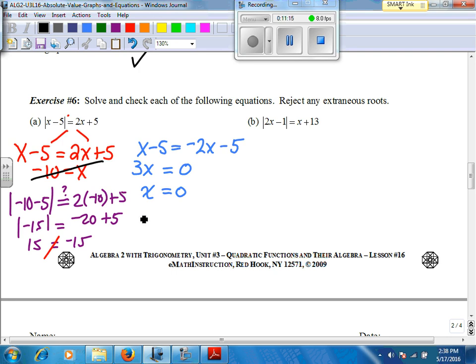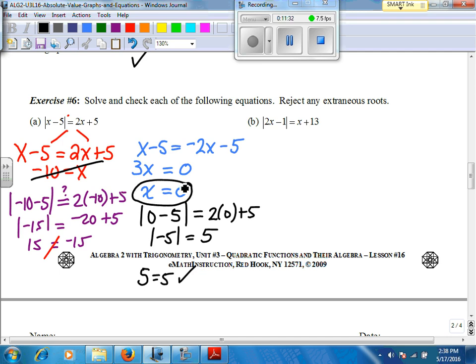Now let's check 0. 0 minus 5 equals 2 times 0 plus 5. Absolute value of negative 5. 2 times 0 is 0. 0 plus 5 is 5. So now absolute value of negative 5, which is 5. Is 5 equal to 5? Yes. So 0 works as a solution. Negative 10 does not. Again, it is possible that neither solution could work, and in that case your answer would be no solution, which you could write this way, or you could write an empty set of brackets, or you can write the words no solution. Okay, any of those three would be fine.